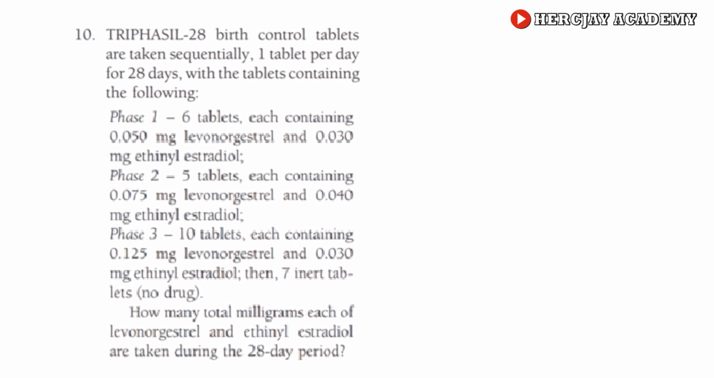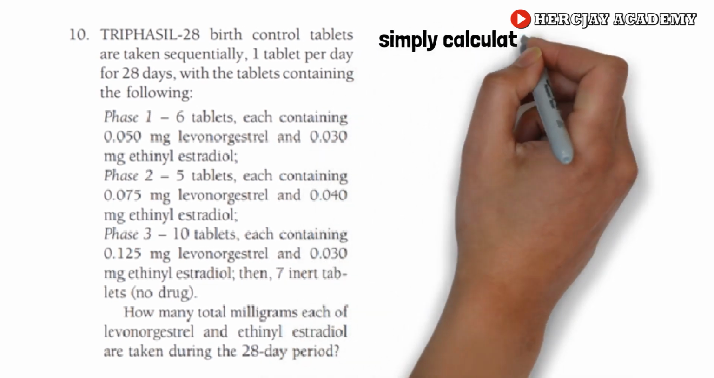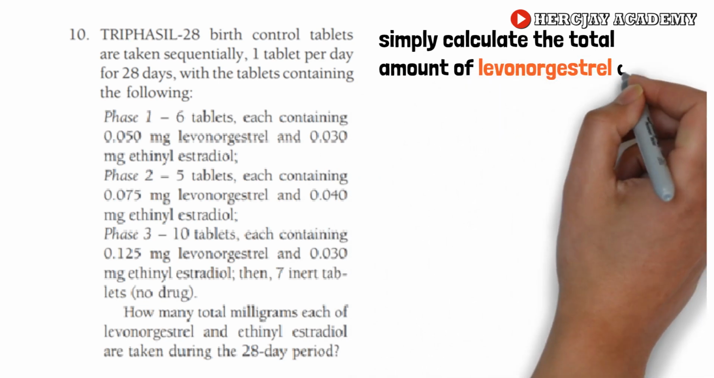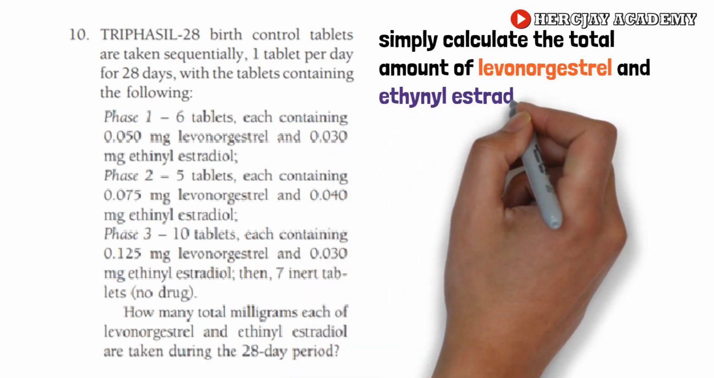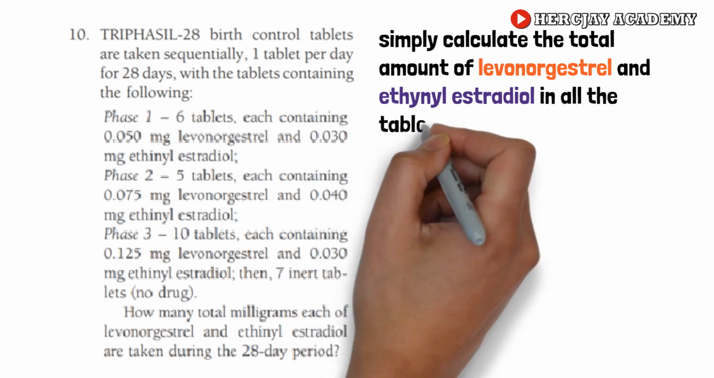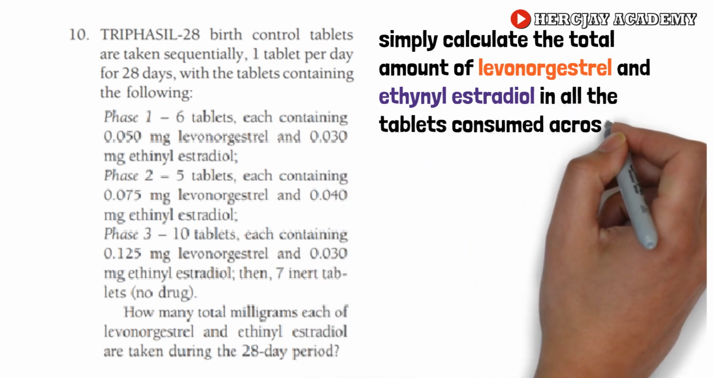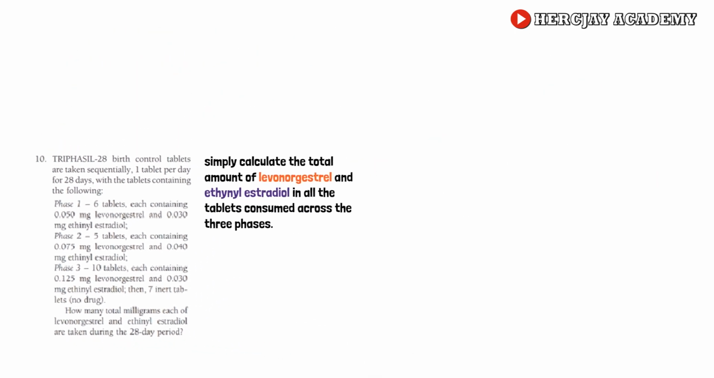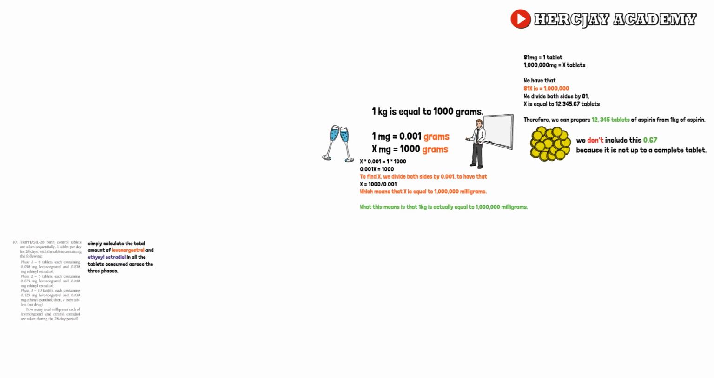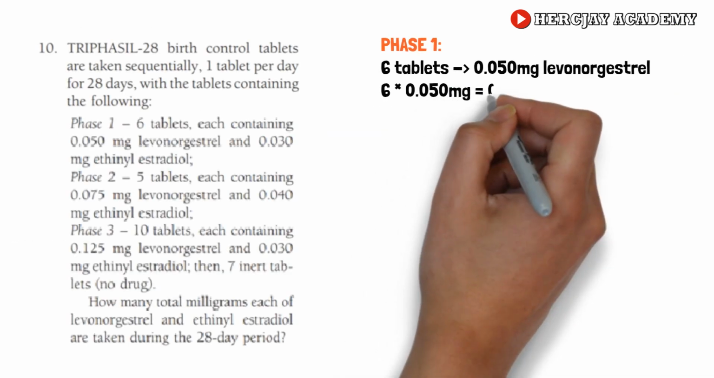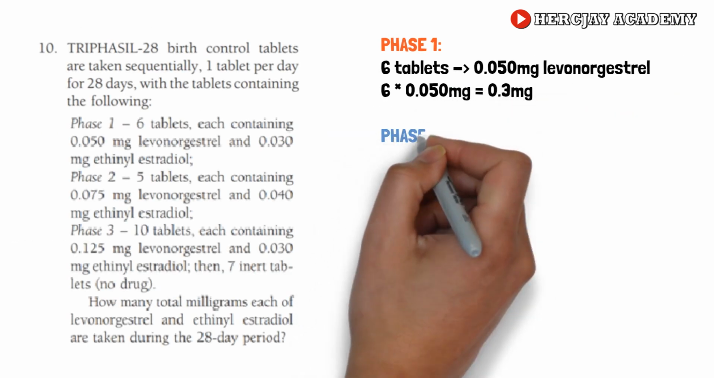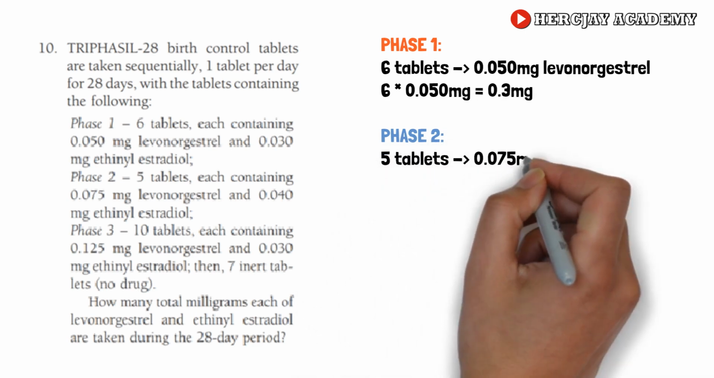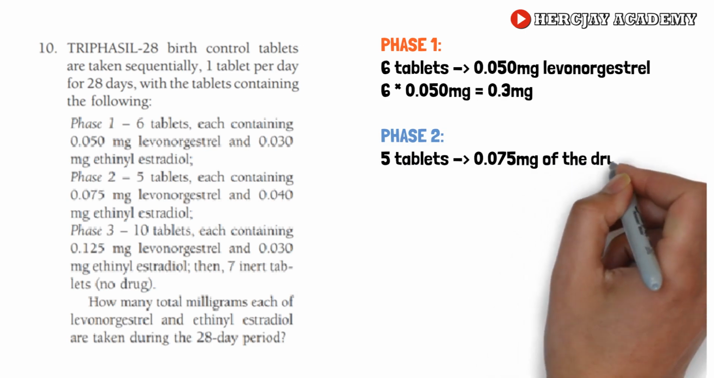For this question, we simply have to calculate the total amount of levonorgestrel and ethinyl estradiol in the tablets consumed across the 3 phases. For levonorgestrel, in phase 1, 6 tablets were consumed, with each tablet containing 0.05 mg of levonorgestrel. Hence, the total amount of levonorgestrel consumed in phase 1 is 6 times 0.05 mg, which is equal to 0.3 mg. In phase 2, we have 5 tablets each containing 0.075 mg of the drug.